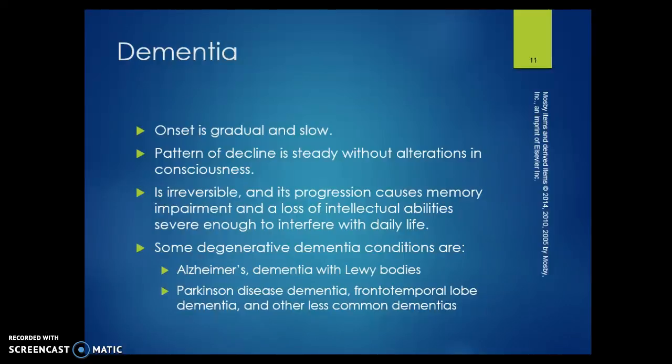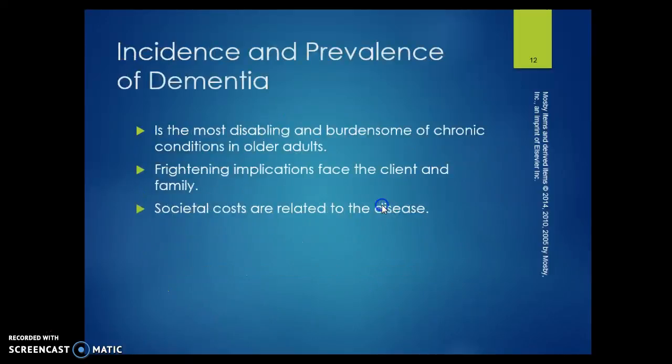Some degenerative dementia conditions are Alzheimer's, dementia with Lewy bodies, Parkinson disease dementia, frontotemporal lobe dementia, and other less common ones. If you remember, 80% of all dementias are from Alzheimer's. That's your statistic. That's not a random Wendy statistic. That is a true statistic out of your mental health book.